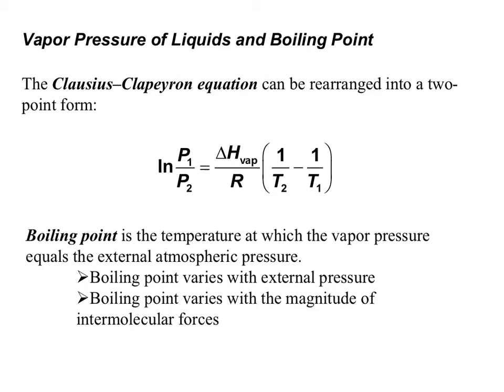Moving on. Boiling point is the temperature at which the vapor pressure equals the external atmospheric pressure. The boiling point varies with external pressure, and it varies with the magnitude of intermolecular forces. If you're at a higher pressure, your boiling point is going to be higher. If you're at a lower pressure, your boiling point is going to be lower. And if your molecules have strong intermolecular forces, then your boiling point is going to be higher.